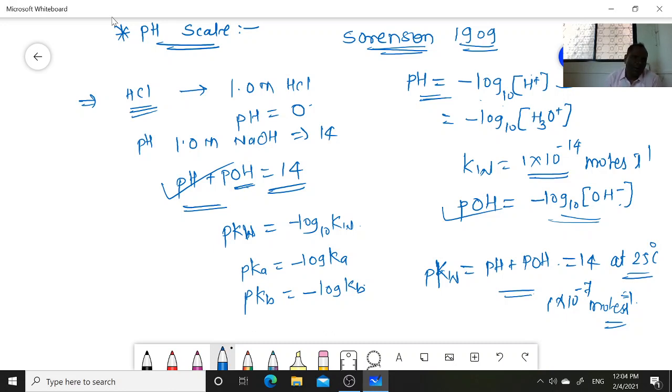If we change the solvent, instead of water, to another solvent like benzene, ethanol, butanol, etc., then the pK of that solvent will be different. For FYBSc, we have to remember only this much: pH is equal to negative log to the base 10 of H plus ion concentration, pH plus pOH is equal to 14, pKw is equal to pH plus pOH is equal to 14. Water dissociates 1 into 10 raised to minus 7 moles per liter. Sorensen described this pH scale in 1909.